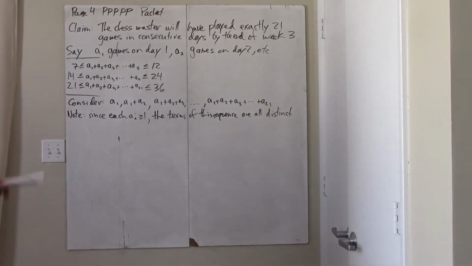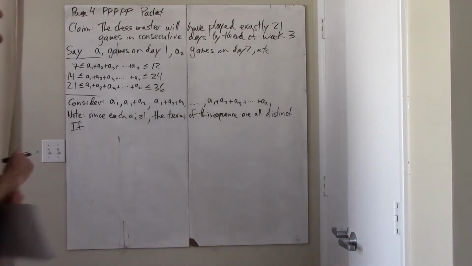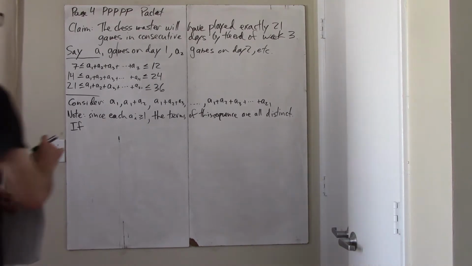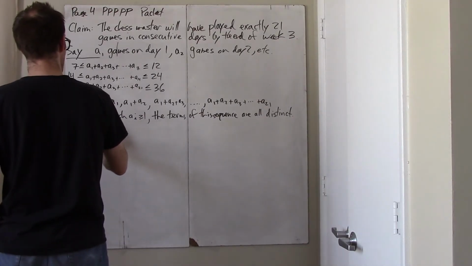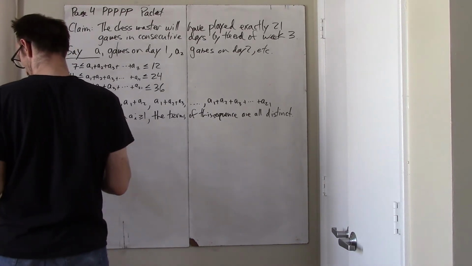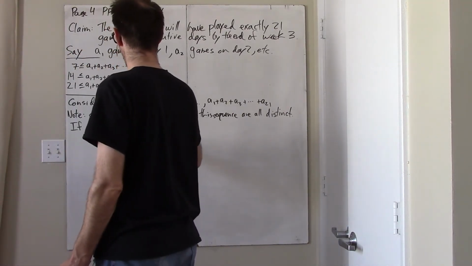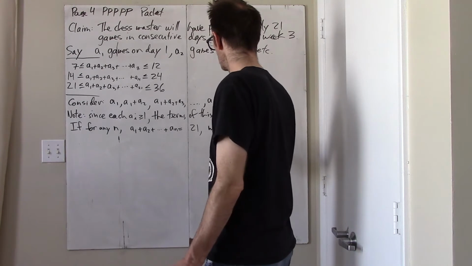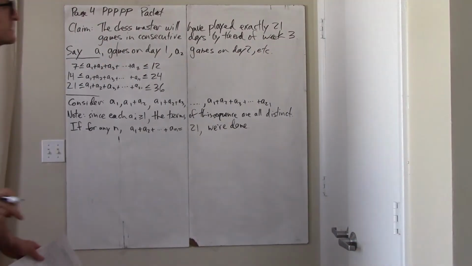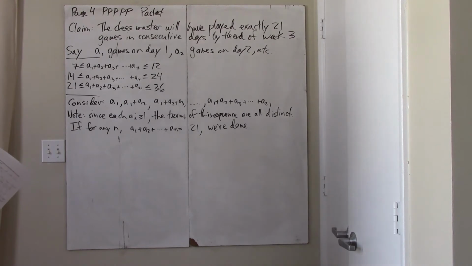Okay, well, just like before, if for any n the sum from A1 to AN is 21, then we're done, because that's exactly what we want to show: that there exists some sequence of consecutive days in which the total number of games played is exactly 21. So if the cumulative sum starting from the beginning ever hits 21 exactly, then we're done.